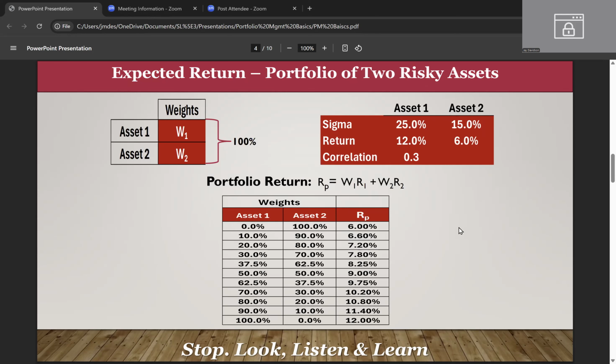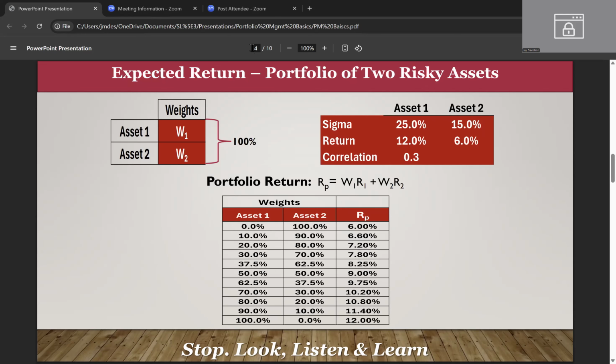So basically, what you would do is you would just take the weight of asset i and multiply it by the return of asset i, and you do that for all of the assets that are within your portfolio, and then you sum those products, and that will tell you what the return of the portfolio was, or if you're dealing with expected returns, it will tell you what the expected return of your portfolio is.